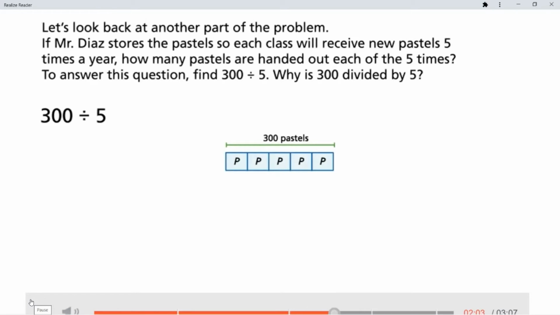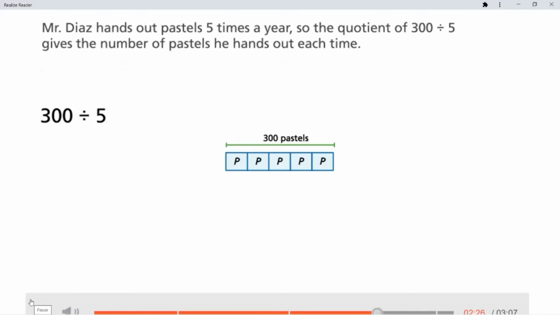Let's look back at another part of the problem. If Mr. Diaz stores the pastels so each class will receive new pastels 5 times a year, how many pastels are handed out each of the 5 times? To answer this question, find 300 divided by 5. Why is it 300 divided by 5? Mr. Diaz hands out pastels 5 times a year. So the quotient of 300 divided by 5 gives the number of pastels he hands out each time.